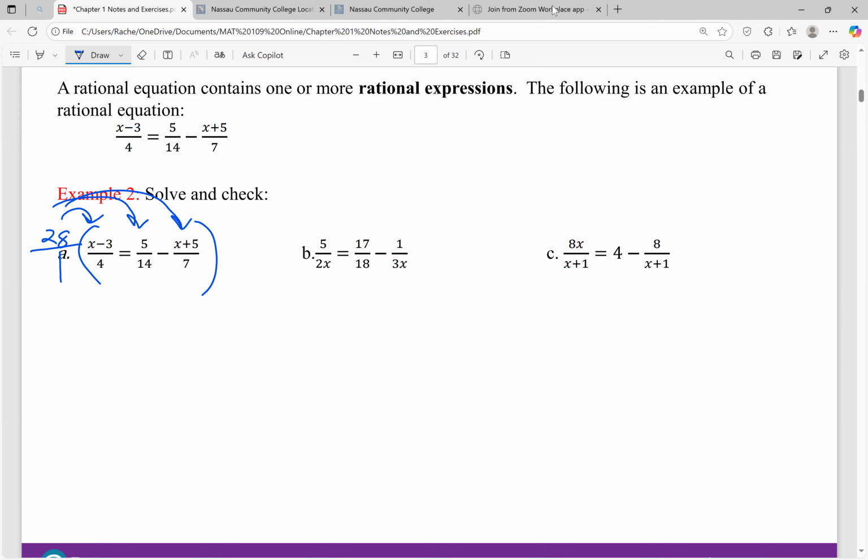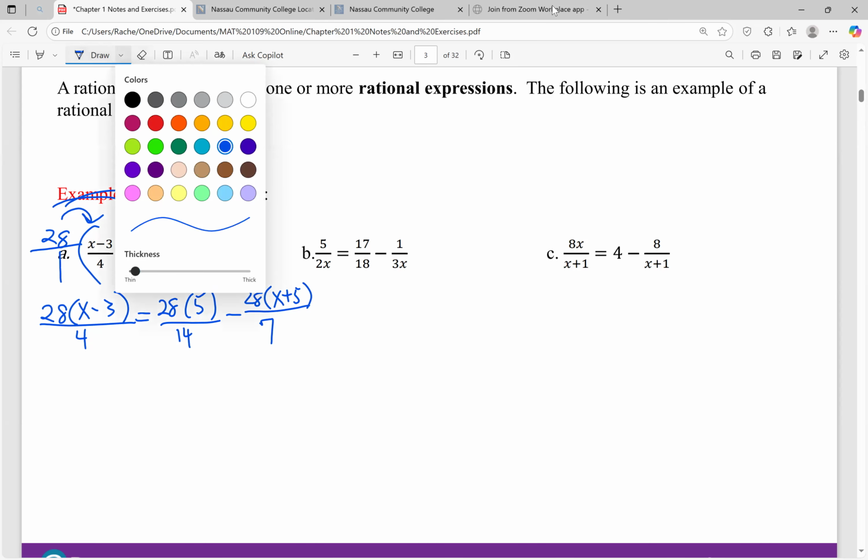So look, we're going to have 28 times x minus 3 over 1 times 4, which is 4. That's going to equal now 28 times 5 over 1 times 14, which is 14, and then minus 28 times x plus 5 over 1 times 7, which is 7.